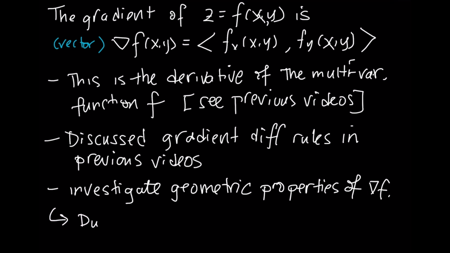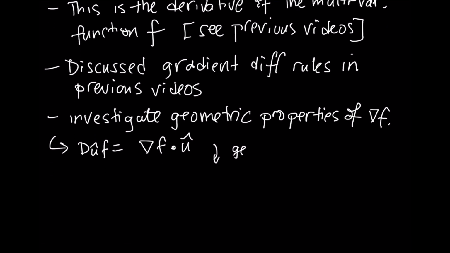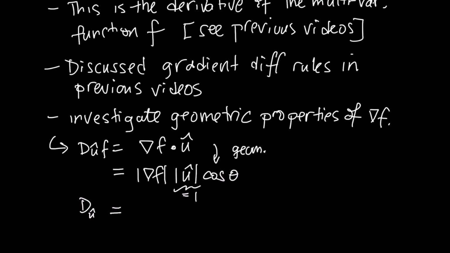Now, if you take a look at the geometric definition of a dot product, you'll be able to rewrite the directional derivative as this expression. Remember that u hat is a unit vector, so it has a length of 1. So what we're finding is that the directional derivative can be represented in this way.